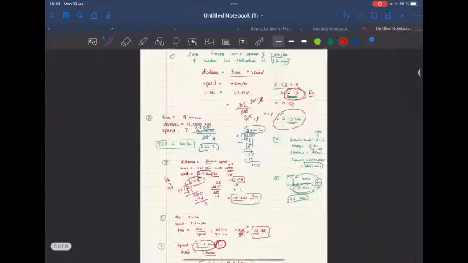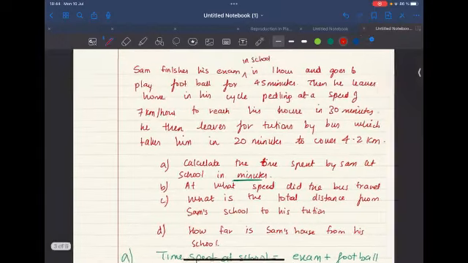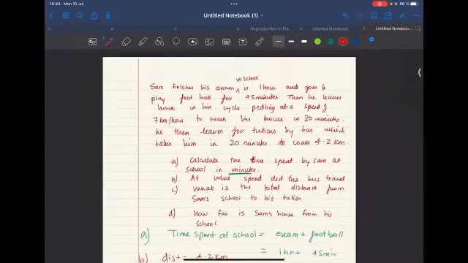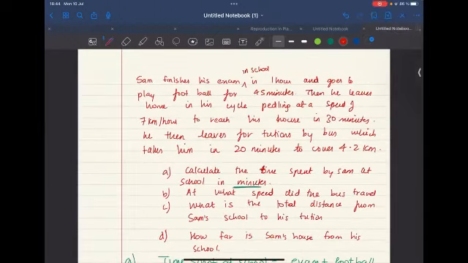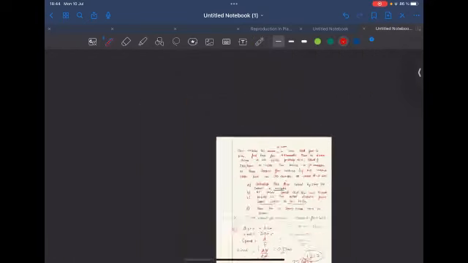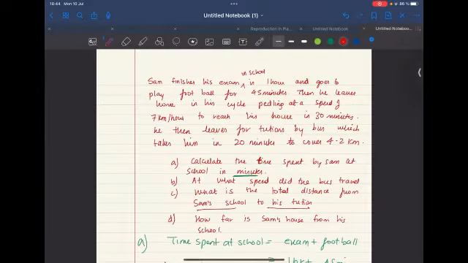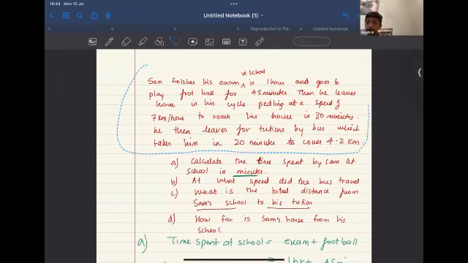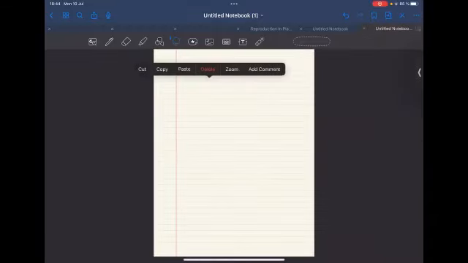Okay. So next is, what is the total distance from Sam's school to his tuition? From his school to his tuition. So here you know clearly, Sam finishes his exam this much time. Then he leaves home. So again, I'm doing a mind map. Look over here carefully. I just take the question over here. So it will be easier for you. Add the distance from the school to home and from home to tuition. Yes, very good. That's what you're supposed to do.